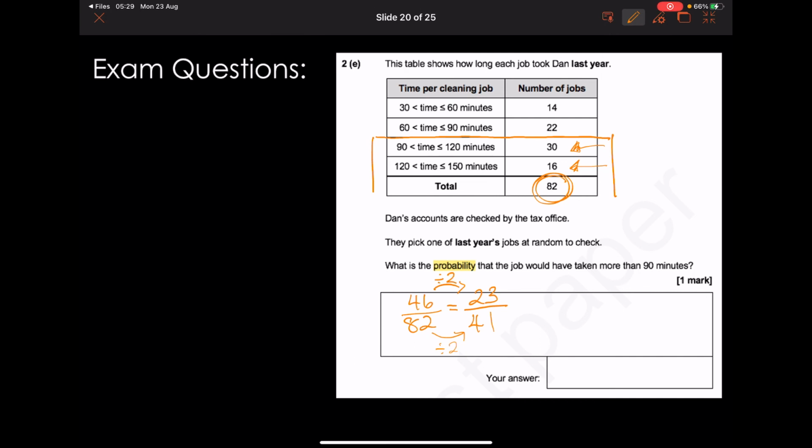Okay. Now then, we can't cancel that down anymore because we haven't got a common factor for both of those numbers. So that's your final answer, 23 out of 41. Not too difficult, hey?